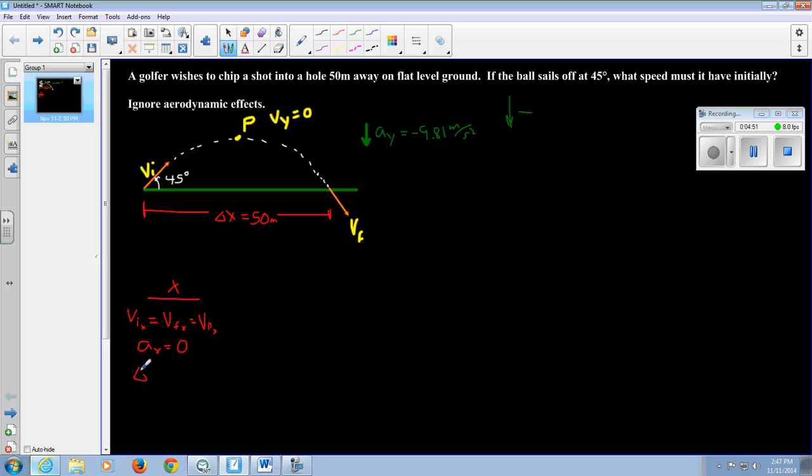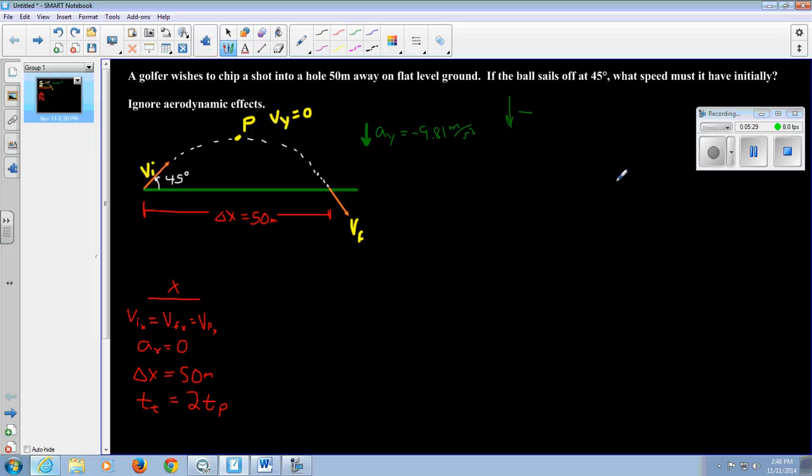Our displacement in the x direction is equal to 50. That's basically one of our only given pieces of information, but it's 50 meters. And our time for the total x direction, for that total displacement of 50, is something we don't know. But we do know that time is equal to 2 times the time to peak.